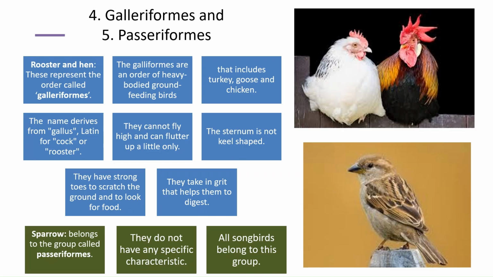Galliformes and Passeriformes. Rooster and hen. These represent the order called Galliformes. The Galliformes are an order of heavy-bodied ground-feeding birds that includes turkey, goose, and chicken. The name derives from Gallus, Latin for cock or rooster. They cannot fly high and can flutter up a little only. The sternum is not keel-shaped. They have strong toes to scratch the ground and to look for food. They take in grit that helps them to digest.